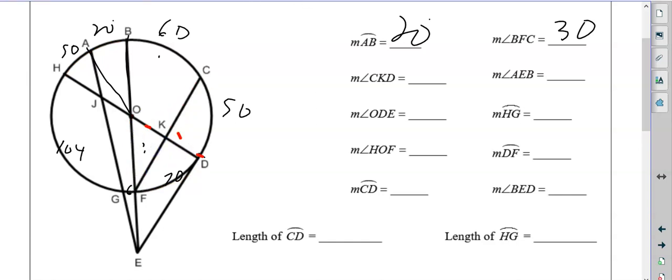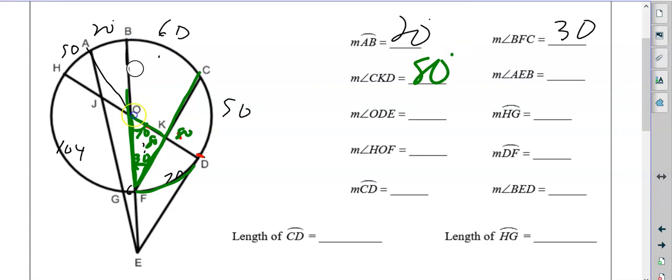Okay. So, we have a triangle right here. This is a central angle that we get from here, 70. This one down here, we get from half of this angle. So that makes 30. This is a triangle. That means there's 80 degrees here, which means there's 80 degrees here because it's a vertical angle. So CKD is 80 degrees.